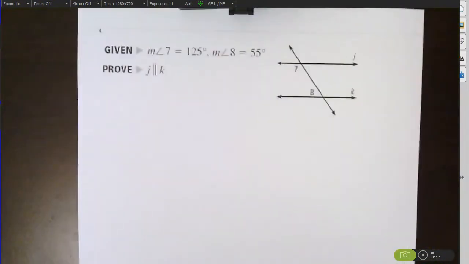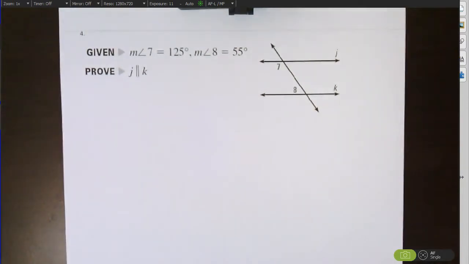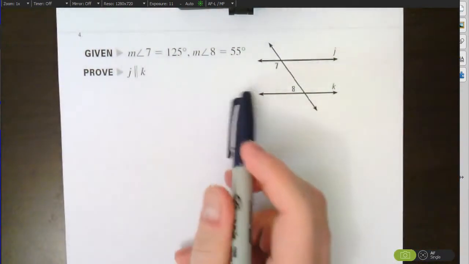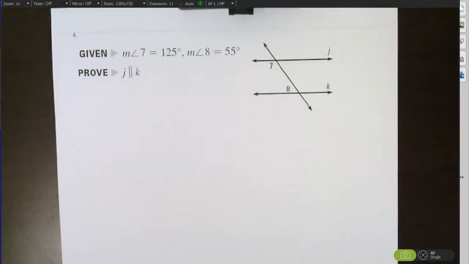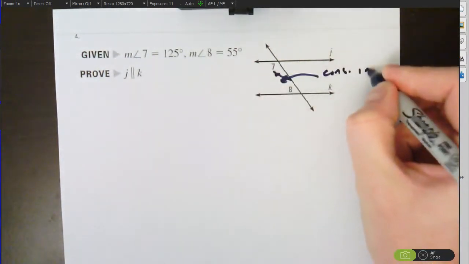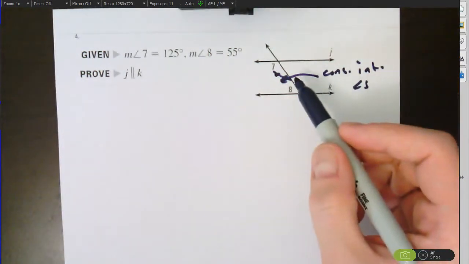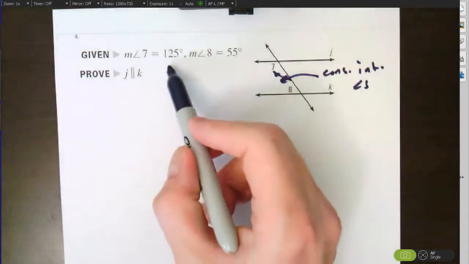Number 4. All right, this one is a pretty classic proof for this section. It's in lots of different textbooks, in our old textbook and our new one. We're given that angles 7 and 8 are 125 and 55 respectively. Prove that those two lines are parallel. Well, the key to this is recognizing that these two are consecutive interior angles. And the question is, what should be special about them if the lines are parallel? They have to be supplementary.